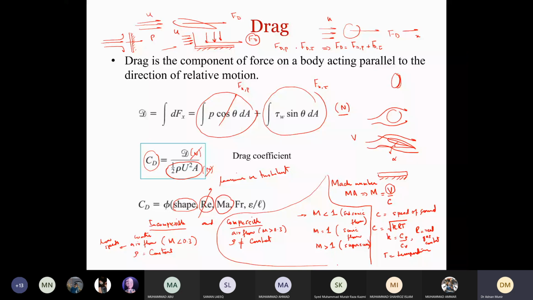So now CD is also a function of Mach number. Now you can see there is another parameter called Froude number, Fr. So this Fr is called Froude number. Now what is Froude number? Froude number is the ratio of inertial force to gravitational force.